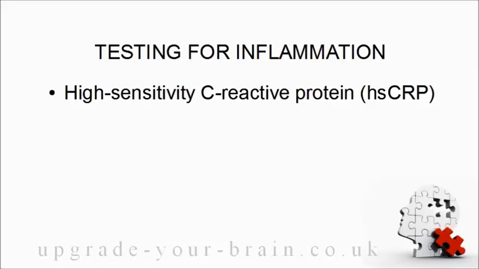Let's talk about testing for inflammation. First, high sensitivity C-reactive protein. This is a blood biomarker for general or systemic inflammation, and it's widely used by doctors as a marker for disease. But it's also one of those useful markers that reflects the whole spectrum of health functioning from disease through to optimal, so that there's an optimal range for CRP that's really quite different from what doctors are looking for when they're looking for disease.